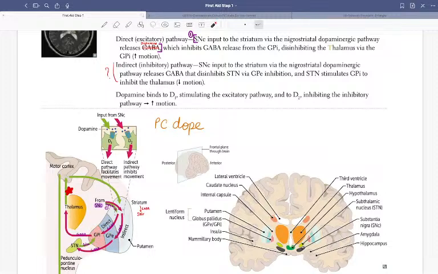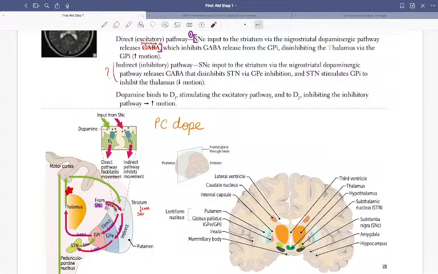So next we have the direct excitatory pathway, SNC. It inputs to the striatum via the nigrostriatal dopaminergic pathway. This is the striatum, by the nigrostriatal pathway. This needs a better understanding actually. First Aid hasn't given this very well. Which inhibits GABA release from GPI.